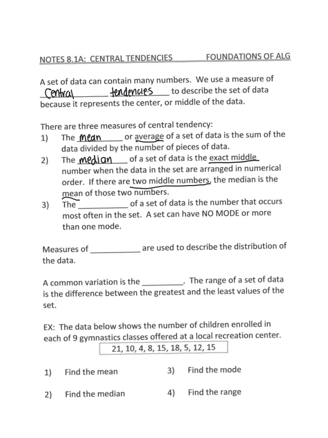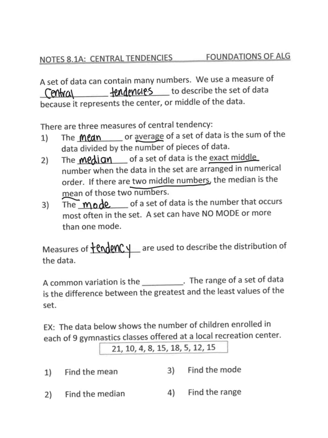And then finally, the mode. The mode is the number that occurs the most often. And a set of data can have no mode or more than one mode. Measures of tendency are often used to describe the distribution of the data.